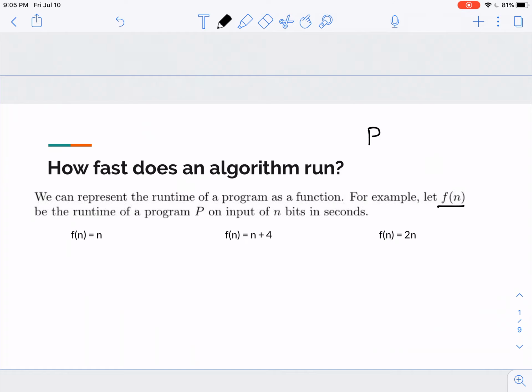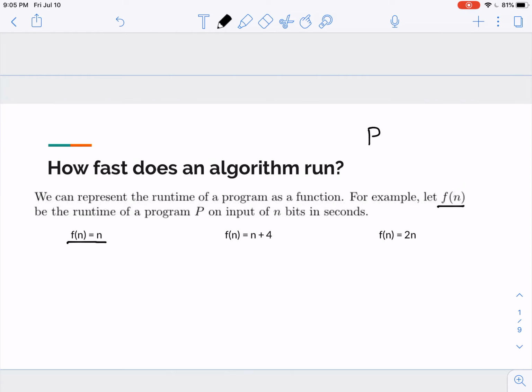So the runtime of almost all programs really depends on their input length, or at least gets longer as the input length gets longer. And so we capture that by having f take the natural number of the number of bits in the input as the argument. And so below I've written some possible runtimes, right? You could have f of n, if you put in inputs of 10 bits, then it takes 10 seconds to run.